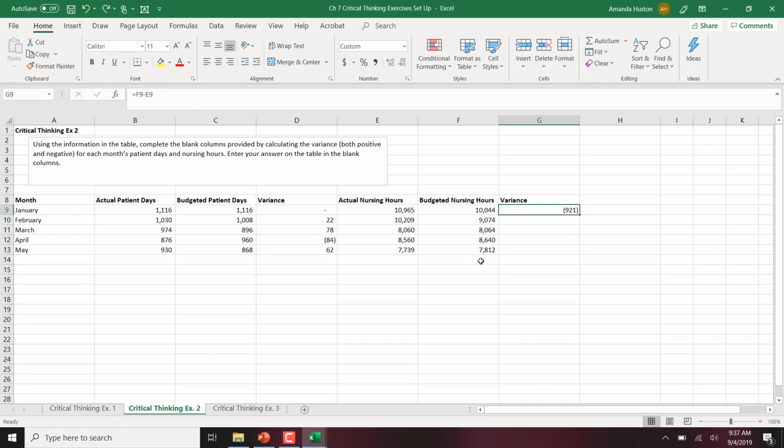When I have a formula and I want it to go down the whole row, just double click. So we have a negative variance in hours here, a negative variance in hours here, but we had the same budgeted patient days.